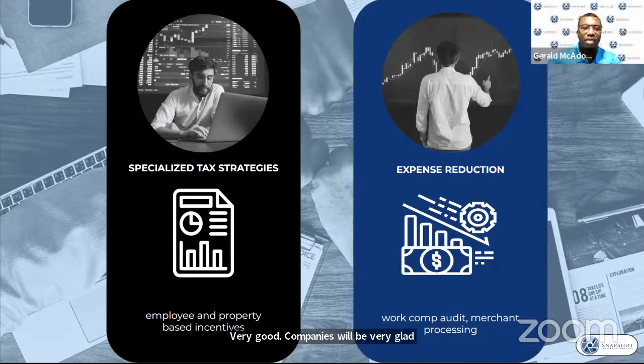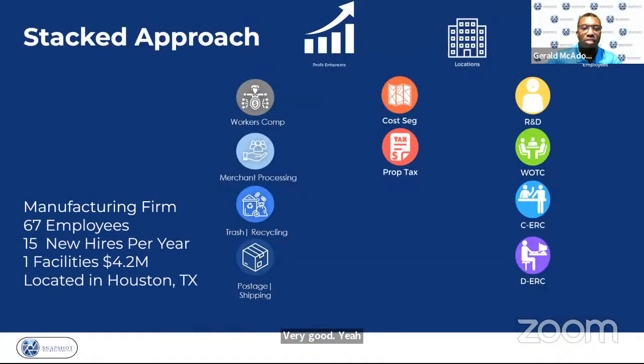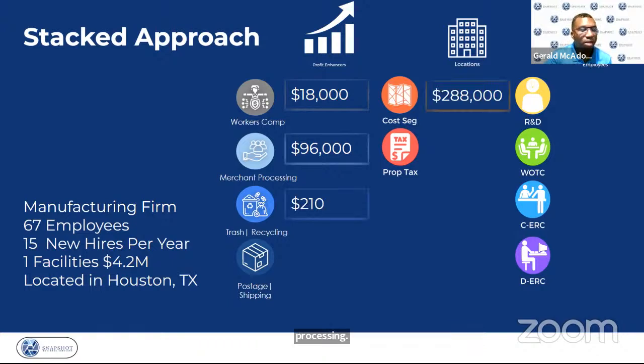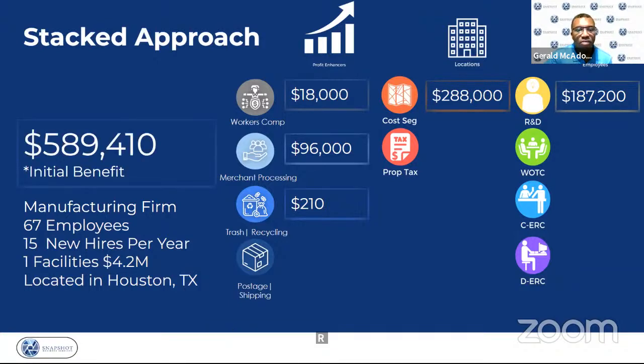Let me move to a real example, a good segue. This is a Texas manufacturing firm. They were referred to us by an engineering consultant. Looking at year one, there were some profit enhancers from work comp and merchant processing. The employee base or property-based incentives gave us another $300,000. The R&D employee-based incentive was north of $180,000. So first year, nearly $600,000 in cash inflows.